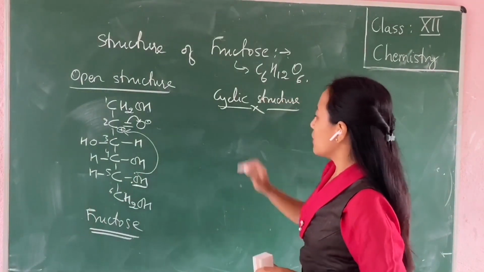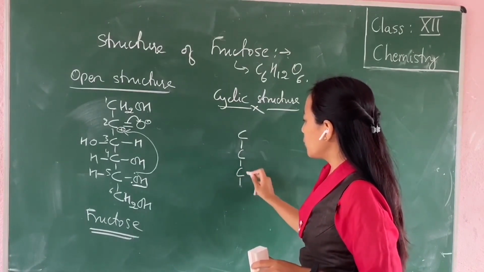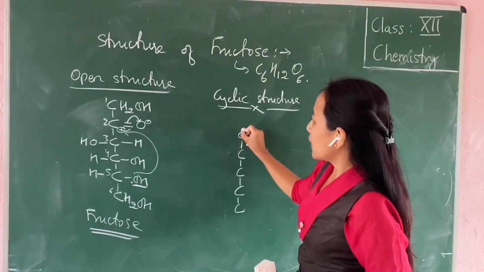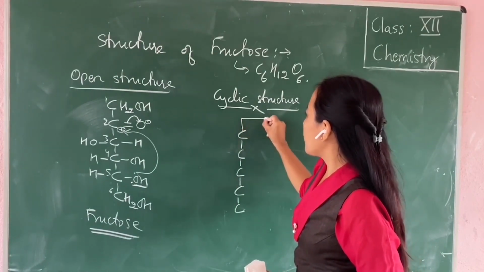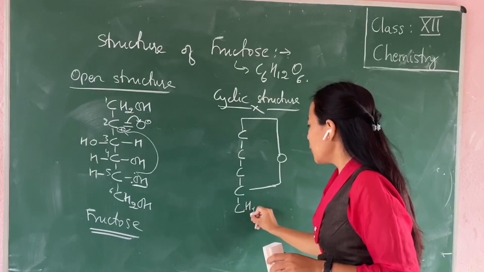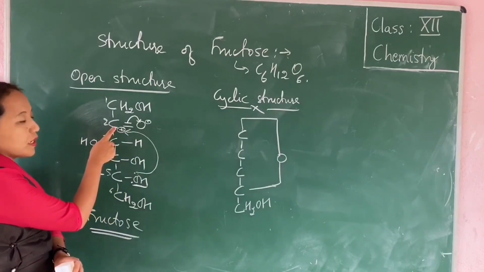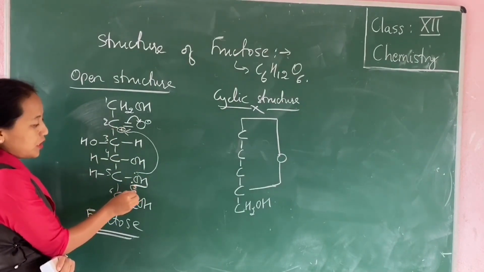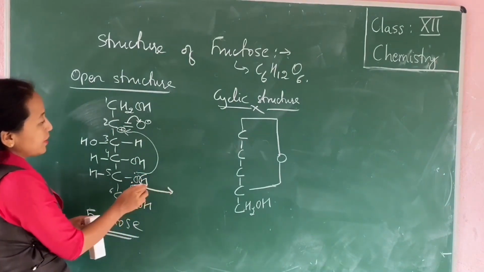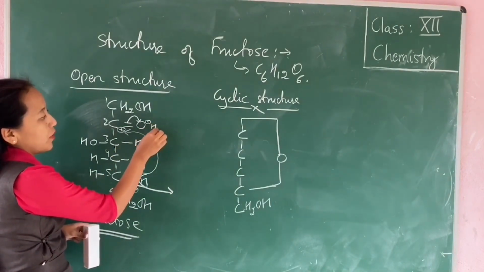So if I write down the cyclic structure for this, 1, 2, 3, 1, 2, 3, 4, 5. Now what happens is, this second carbon, now this is your second carbon, will form a ring with the fifth carbon atom. And this will have CH2OH. Now this O is forming a bond with this carbon. In the process, it will have a positive charge. Now, in order to stabilize the positive charge, this hydrogen will leave, and this hydrogen will come and attack this oxygen atom, and it forms OH.